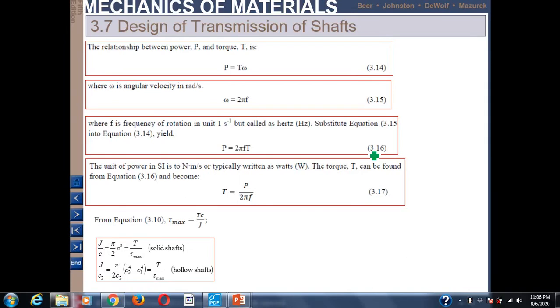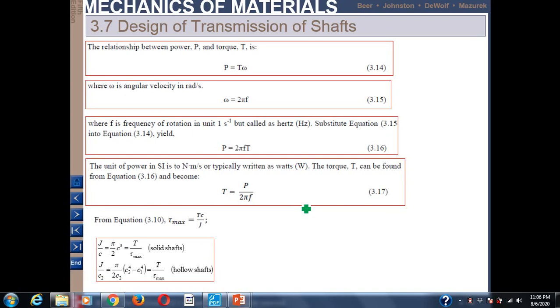Let's continue to another lecture, which is another subsection: design of transmission shafts. In the design of a transmission shaft, the power to be transmitted and the rotation speed of the shaft are two important specifications that need to be fulfilled. Here, the design engineer is required to choose the right material and determine the right diameter of the shaft to ensure that the shaft does not fail when subjected to the maximum shearing stress while transmitting the required power at a specified rotational speed.